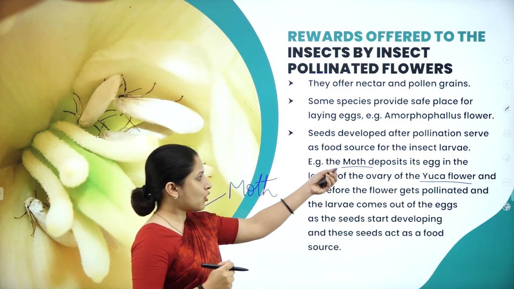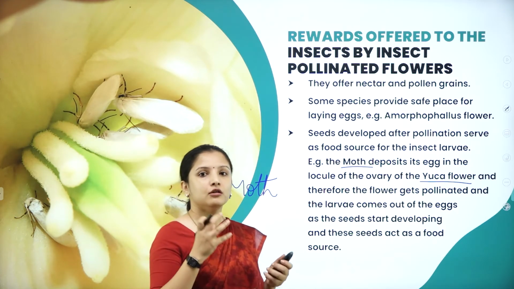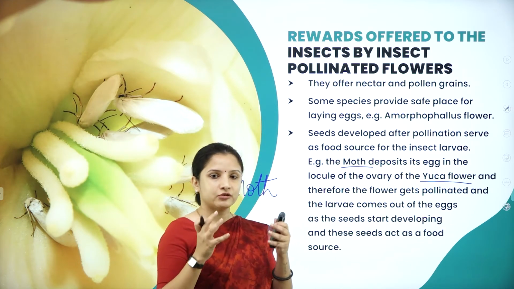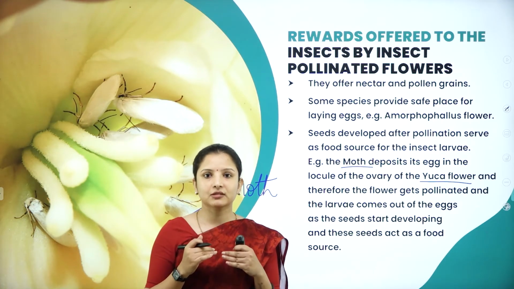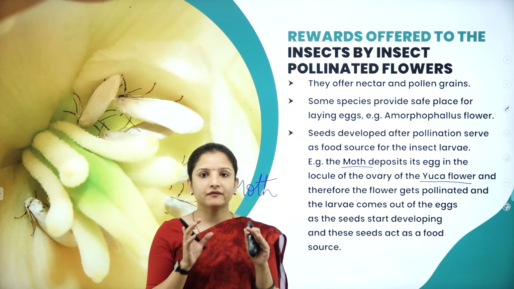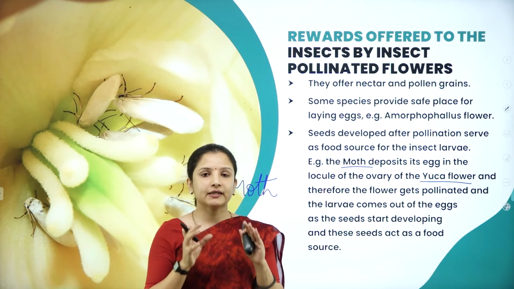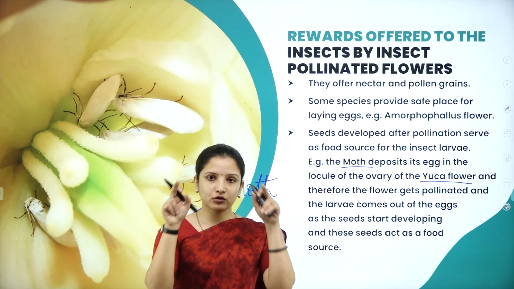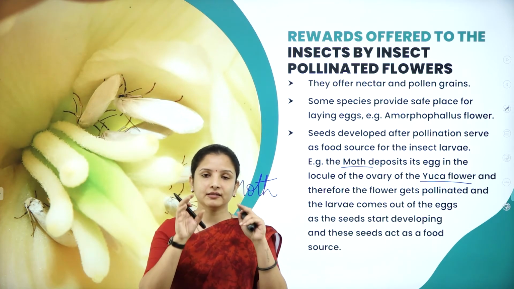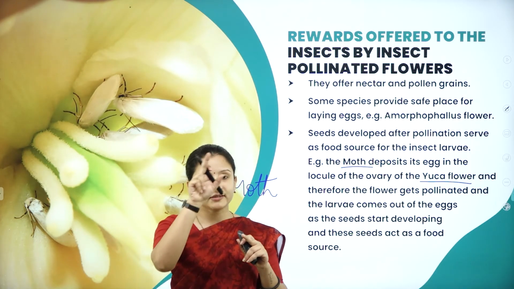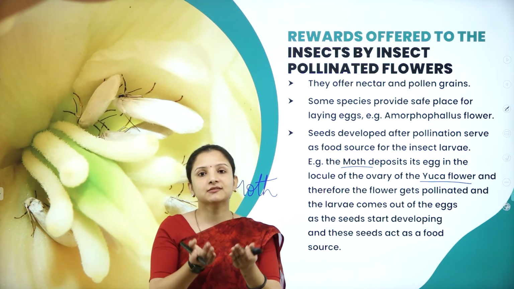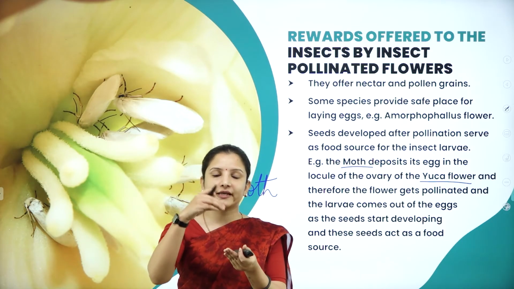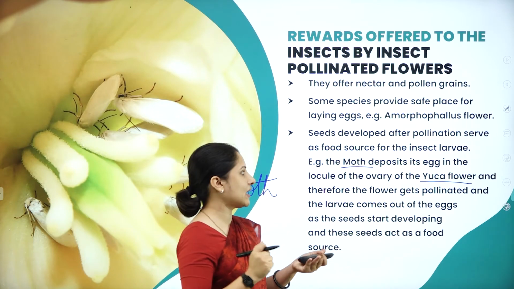So the moth will deposit the eggs in the locule of the ovary. You know that in the female reproductive part of the flower, the basal part of the gynoecium, you have the ovary, right? In the ovary, you have two locules or two cavities. In the cavity, you have the ovule. So that particular cavity itself acts as a nest for the insect. It will deposit the egg in that particular locule or cavity.